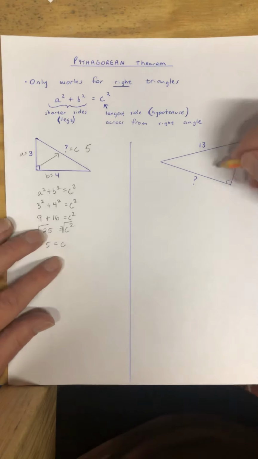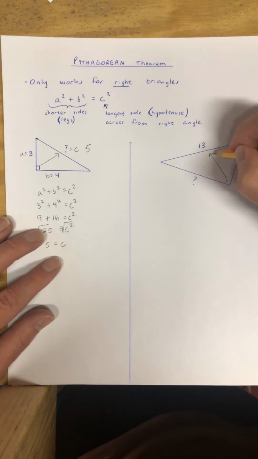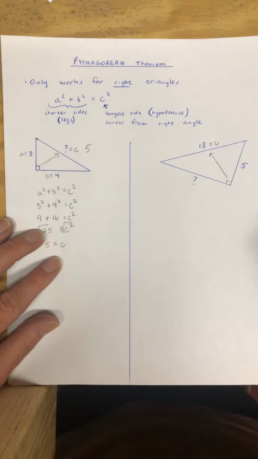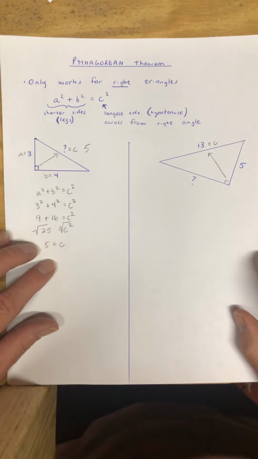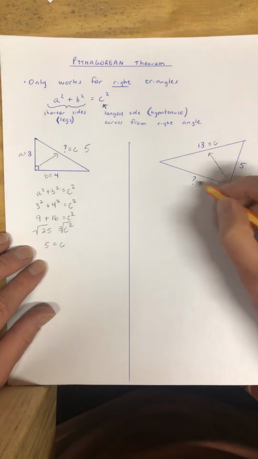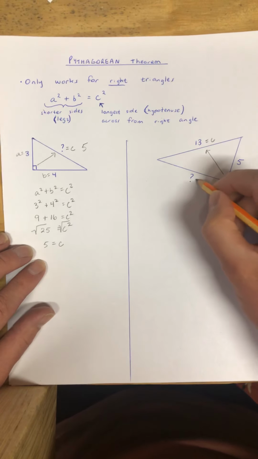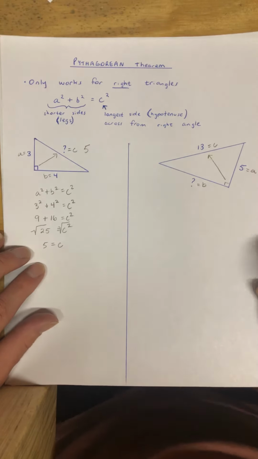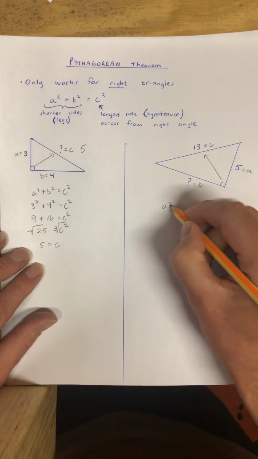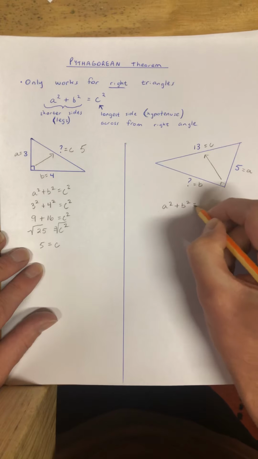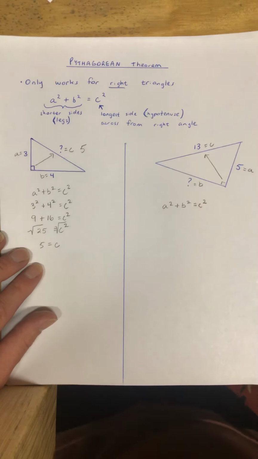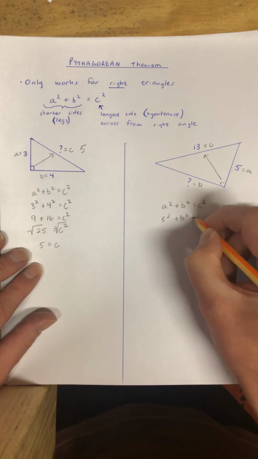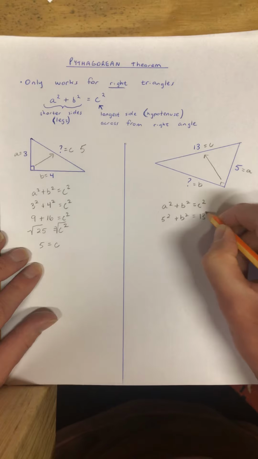We'll start again the same way. We're going to label what we have. 13 is our longest side. That one's going to be C. That means the other two are either A or B. It doesn't matter which, so I'm going to say that the unknown side length here is B. The other one is A. Rewrite our formula. A squared plus B squared equals C squared. Plug in what we know. We have 5 squared plus B squared equals 13 squared.